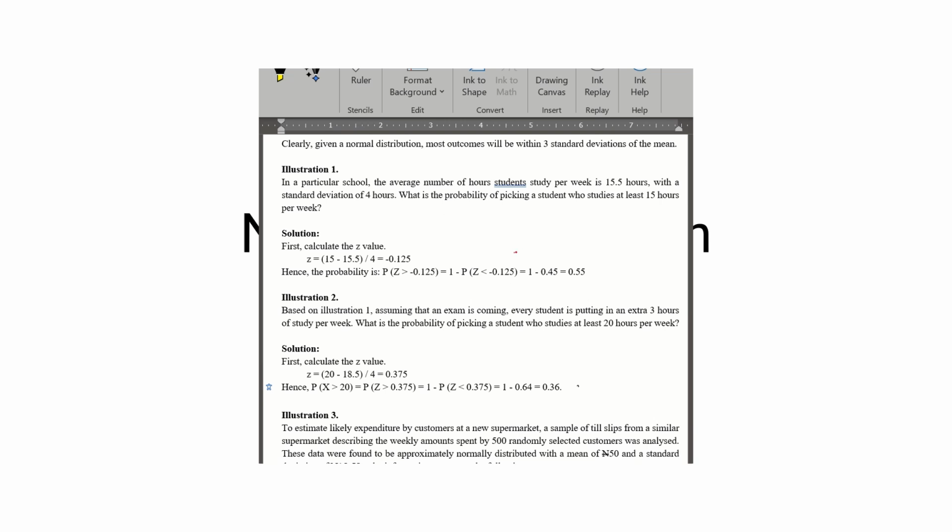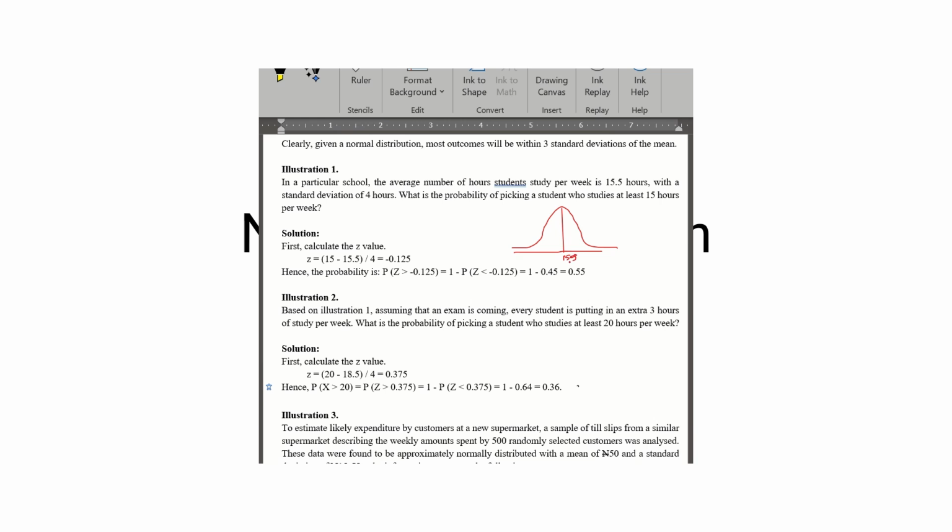So the first thing to do here is to sketch the situation and see what the curve should look like. So let's say this is the midpoint. This is the point at which most students study. This is the highest number of hours that students will study. So it will be the modal class, it will be the mean, and also the median. So here is going to be 15.5 hours.